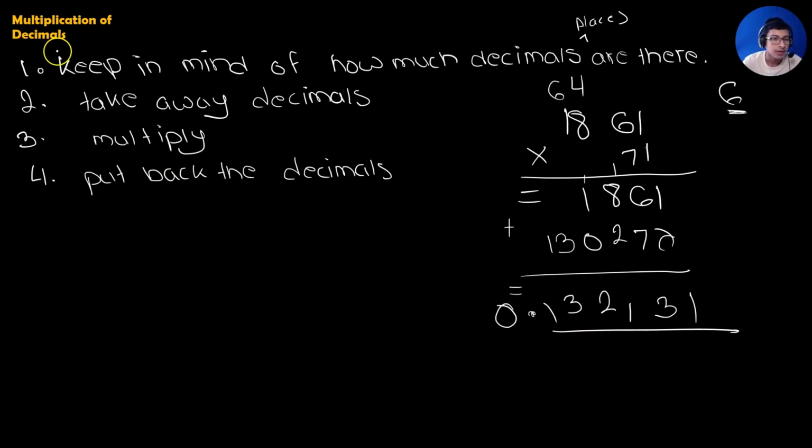And so let's recap what we have learned. When we multiply decimals, we keep in mind how many decimal places there are and how many numbers have decimal places. We take away the decimals, we just simply multiply, and then we put back the decimal places. As we can see here, we took away 6 decimal places, we multiplied, and then we just simply put back the decimal places.